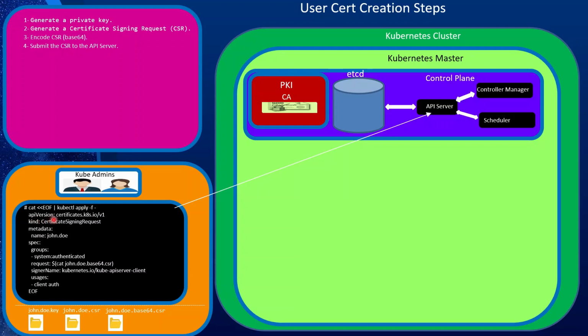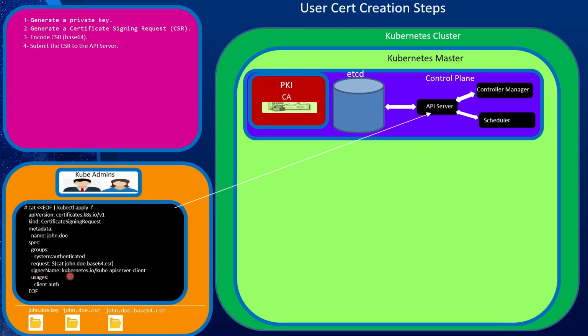We need to specify the API version, which is certificates.k8s.io/v1. The kind will be CertificateSigningRequest. And in the metadata, we need to specify a name for this request. Don't confuse this name with the name on the certificate. It's basically a name for our request. And then under groups, we need to specify system:authenticated. This is a built-in group that we need to add the users to. And for the request, we open the CSR that we generated earlier, and the content will be part of this request.